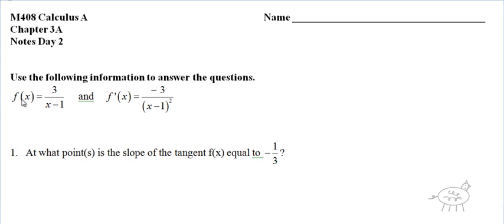Of Calculus 3A, Chapter 3A. Again, we're going to be talking more about the derivative. Remember, the derivative is the slope of the tangent line, or the slope of a curve at a certain point. That's what you have: f of x and f prime. So this is your original function, and the f prime, or the derivative of f of x, is the slope of a tangent line.